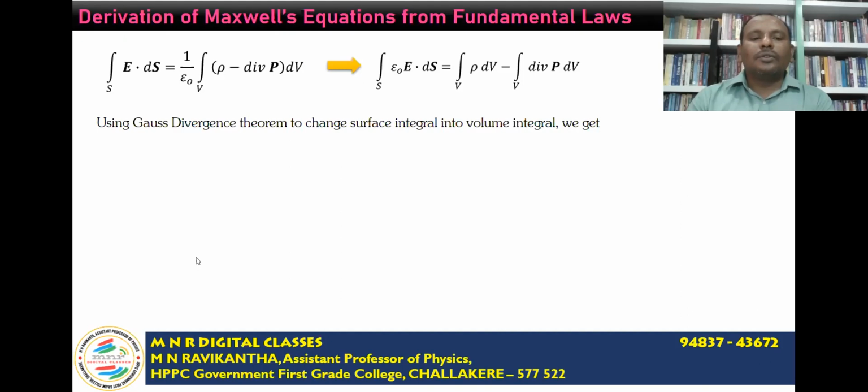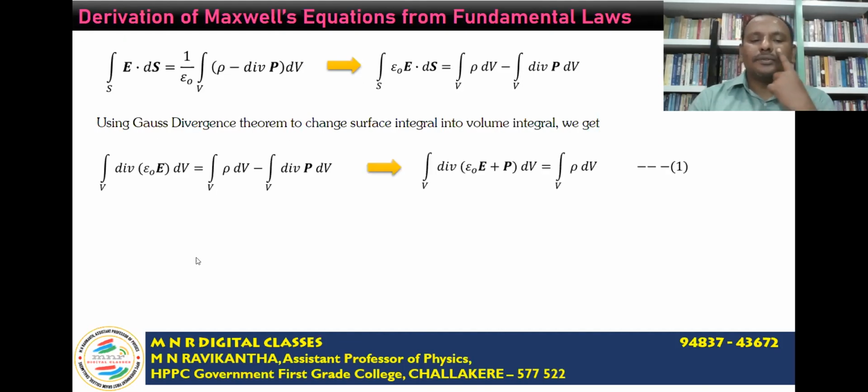Now, to simplify this further, LHS is in surface integral form and RHS is volume integral form. So, to make this uniform, we can use the Gauss divergence theorem, which converts surface integral into volume integral. Let us apply this Gauss divergence theorem to this equation. We get the volume integral of divergence of epsilon naught times E into dV is equal to volume integral of rho dV minus volume integral of divergence of P into dV.